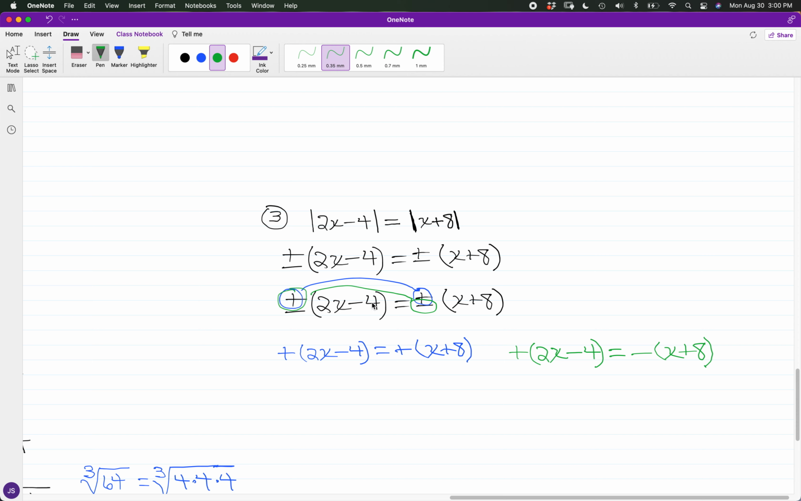So you only need two combinations: one combination where we have the same signs and a separate combination with opposite signs. So I'm just keeping positive unanimously for the left-hand side and alternating between positive and negative on the right-hand side. So removing the parentheses, we have 2x minus 4 is equal to x plus 8.